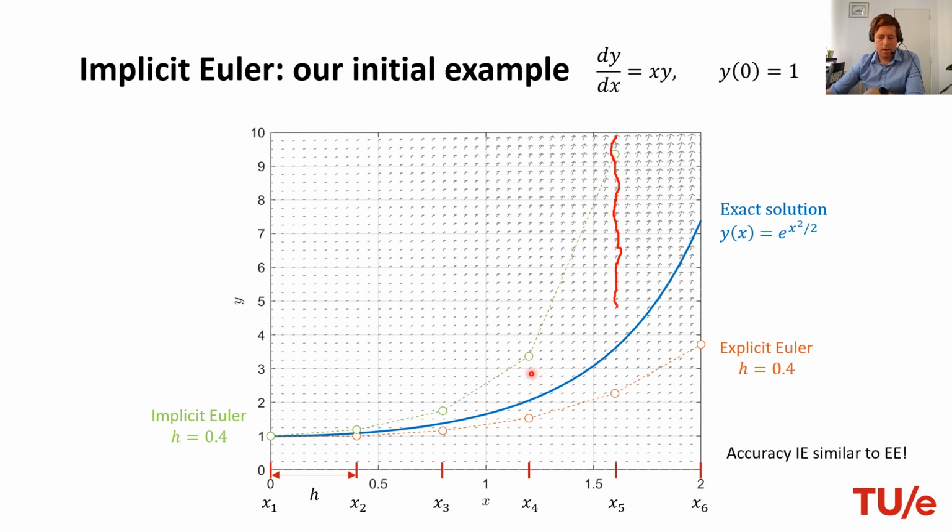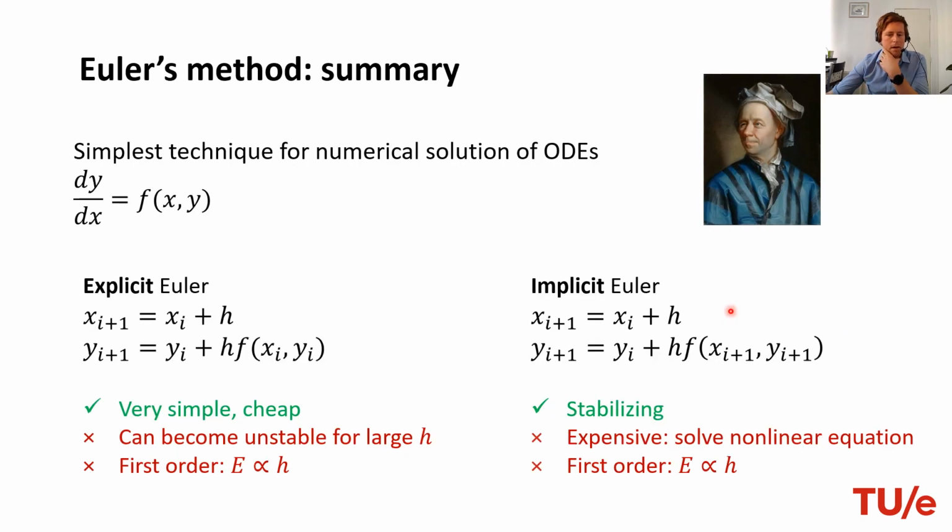So we see that the accuracy of implicit Euler, in cases where explicit Euler is actually working, is definitely not better than explicit Euler per se. And this is also because, and I'm not going to discuss this in detail, implicit Euler is a first order method, exactly like explicit Euler. Okay, so this closes up the rather long description of the explicit Euler and implicit Euler methods.